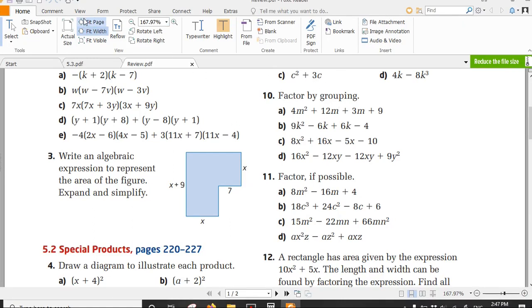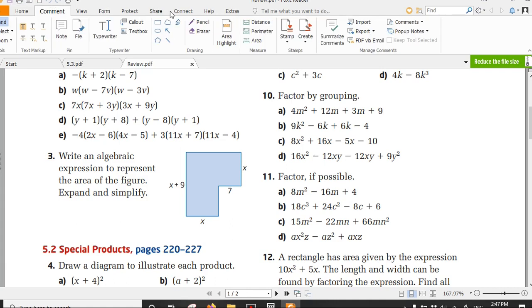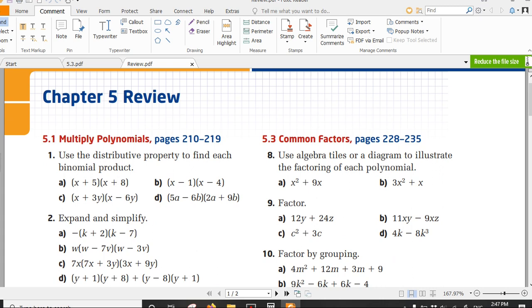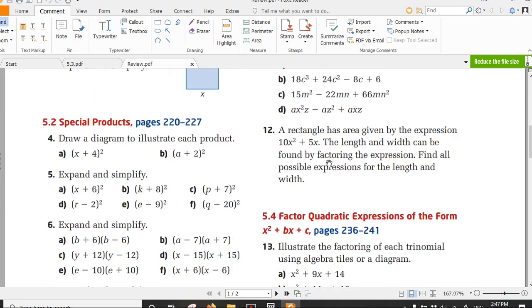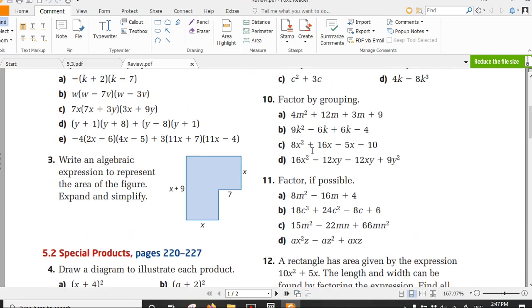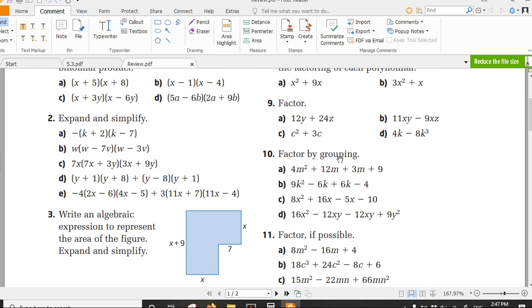Hey Ram, to answer your question about grouping, I turned to the chapter review for chapter 5, which is on page 256. I just took number 10 here, where it says factor by grouping, and you wanted examples of factoring by grouping. So I'm going to give this a try.